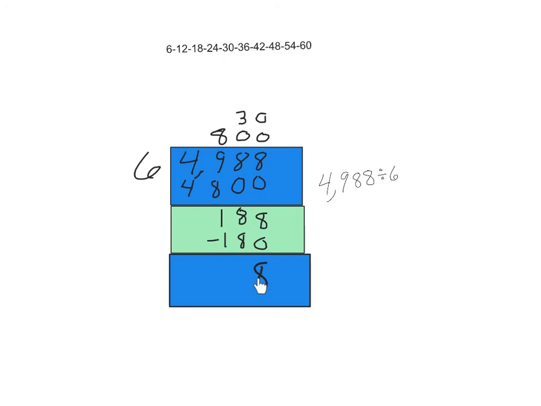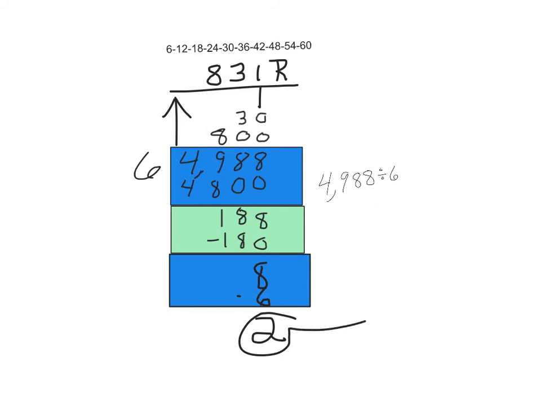And 6 can only go into 8 one time, because if I went to times 2, that's 12. It's too much. So I'm going to plug a 1 right there, which gives me a 6 here. And then I get 2 left over, right? So now all I have to do is add this straight up. And I'm going to get a 1 and a 3 and an 8 with a remainder of this 2 right here.